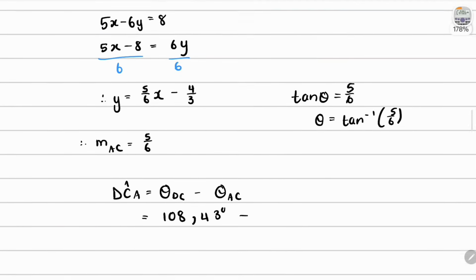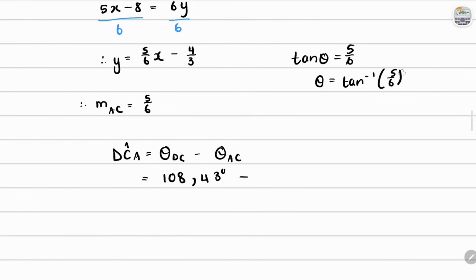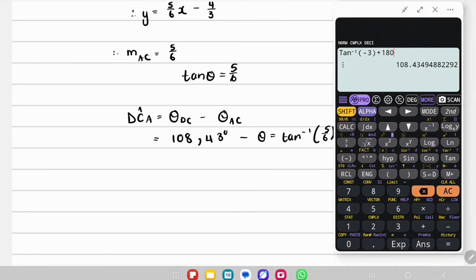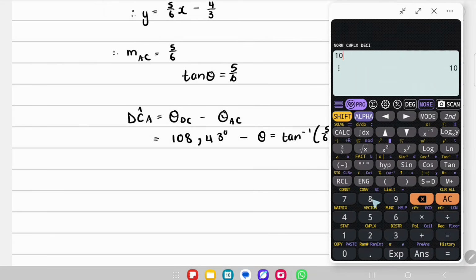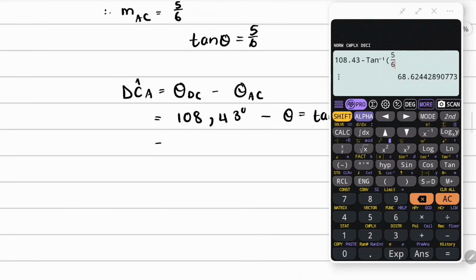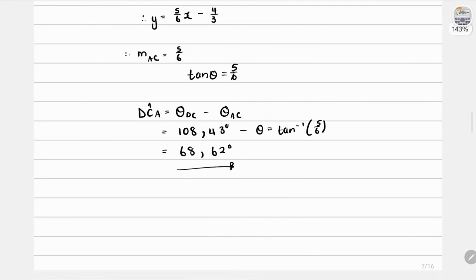Okay, so I'm not going to find that answer, and that's why I'm leaving it like this so that we can just use it here like that. So on our calculator, let's go ahead and find this. 108.43 degrees minus arctan of 5 over 6. And that gives us 68.62 degrees. And that is our answer.